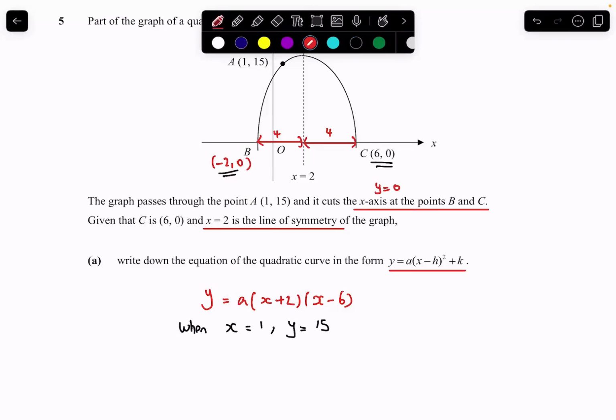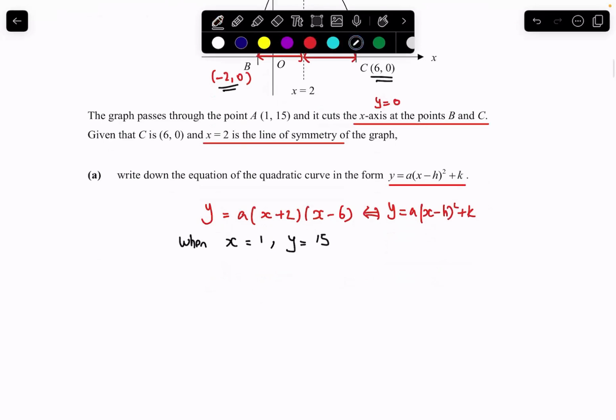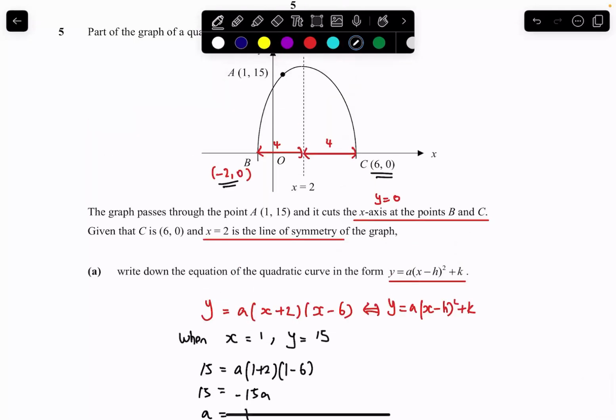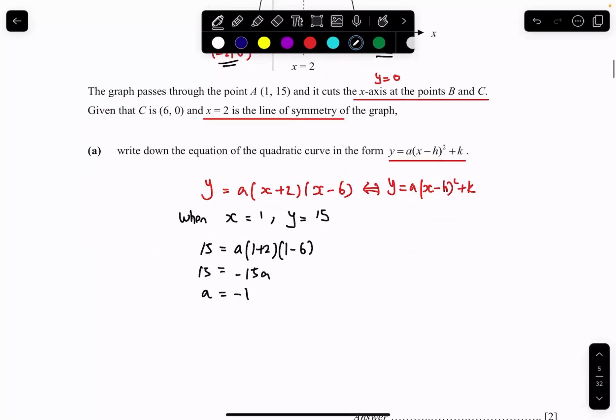Now, the factor form is also equivalent to the vertex form of y equals a(x minus h) squared plus k. So I sub it into the factor form. I will have 15 equals a(1 plus 2)(1 minus 6). I'll get negative 15a. So 15 equals negative 15a, then a equals -1, which makes sense because this is a set x, so the a has to be negative. So now we have y equals negative (x plus 2)(x minus 6).